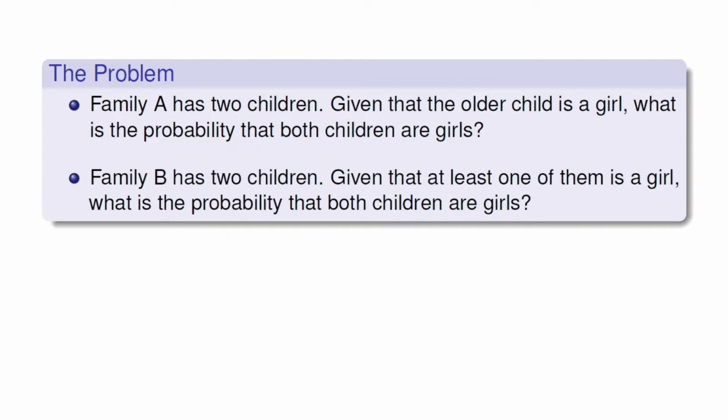Family B also has two children. Given that at least one of them is a girl, what is the probability that both children are girls? Can you find out all these probabilities? Are these probabilities equal?